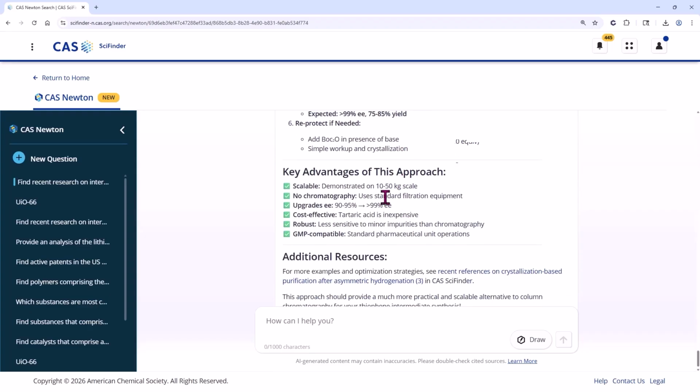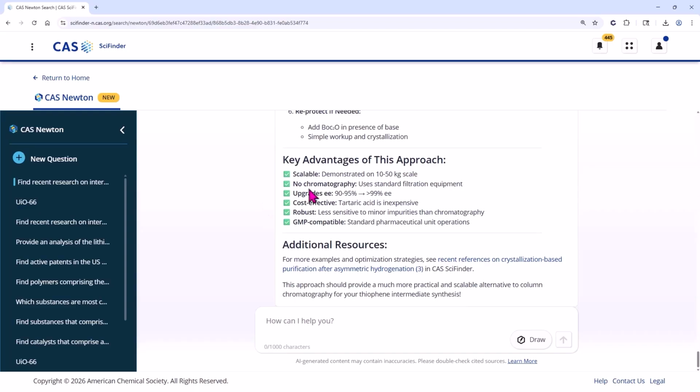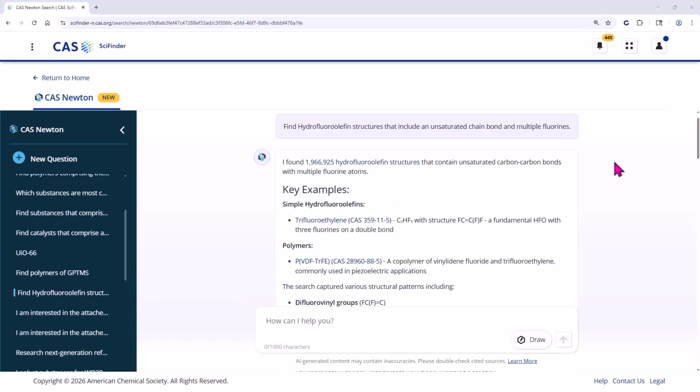And of course, it then gives some advantages to this, explaining how it believes it to be scalable, cost effective, and not require any chromatography. So with that, I think we can move on to a second example, and let's take a look at something a little bit different. Okay, I've called up a second example for us to look at today.